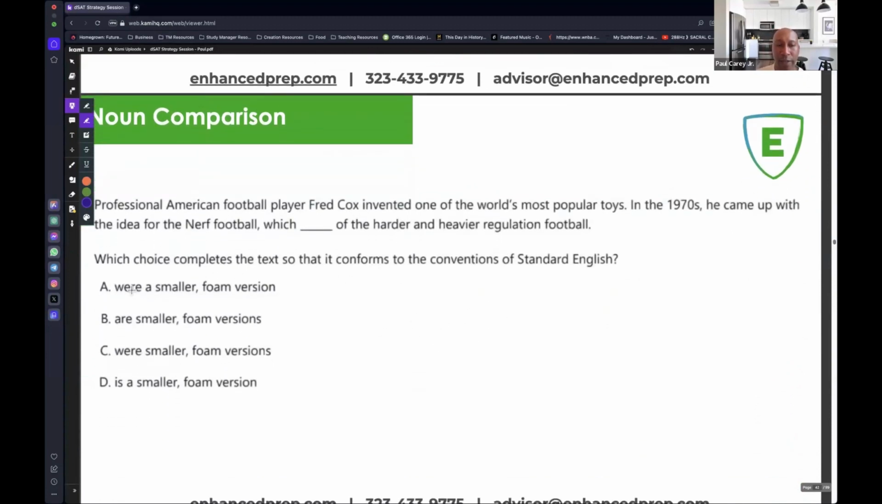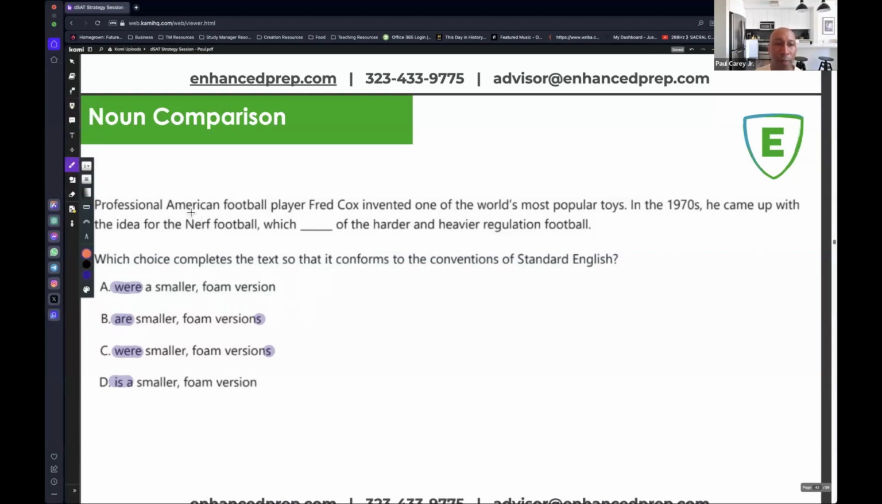Okay. So I'll show you one thing. We can always look at our answer choices to see what's changing. So we have "a smaller foam version," "are smaller foam versions," "smaller foam versions," or "is a smaller foam version." So we see that this is a singular thing, this is a plural, this is a plural thing, and this is a singular, right? So we want to make sure that we're thinking about that. And then what else do we notice is changing? Version versus versions, okay?